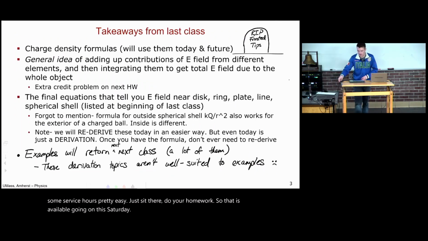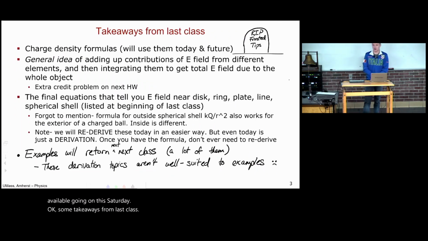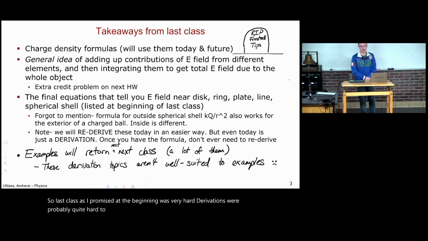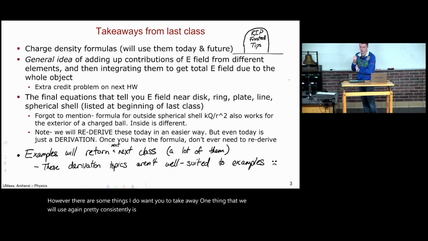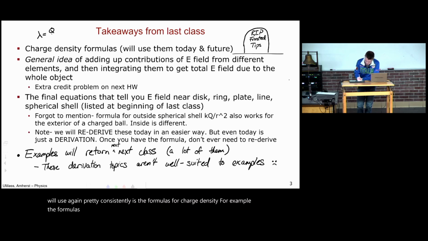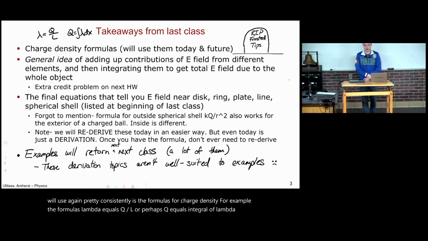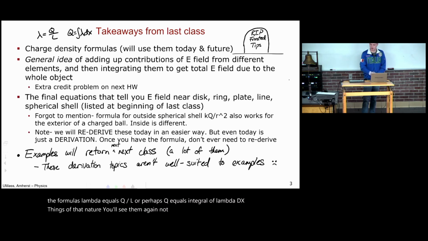Okay, some takeaways from last class. Last class, as I promised at the beginning, was very hard. Derivations are probably quite hard to follow, and that's to be expected. They're just derivations. However, there are some things I do want you to take away. One thing that we will use, again, pretty consistently is the formulas for charge density. For example, lambda equals Q over L, or perhaps Q equals integral of lambda dx. Things of that nature, you'll see them again, not in super difficult ways, but you will see them again.